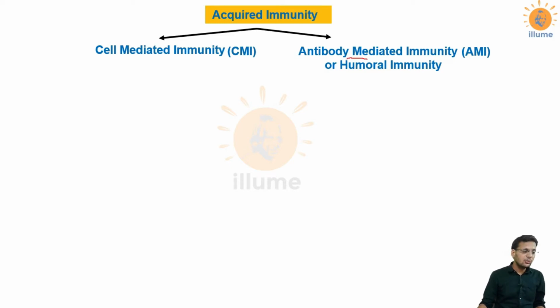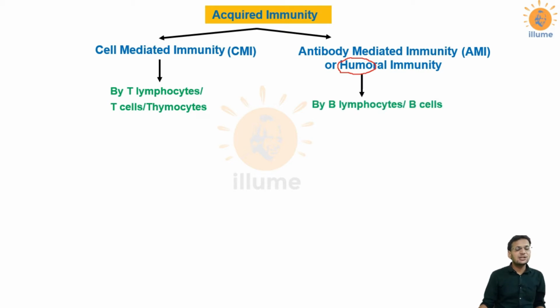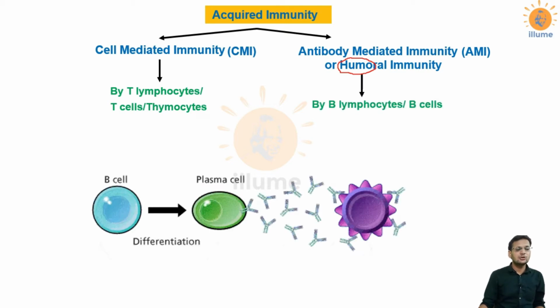Why is this called humoral immunity? Because the word humor means fluid, and all the antibodies that are responsible for AMI are present mostly in the blood, so this is called humoral immunity. CMI is because of T cells, T lymphocytes or thymocytes, and AMI is because of B lymphocytes or B cells.